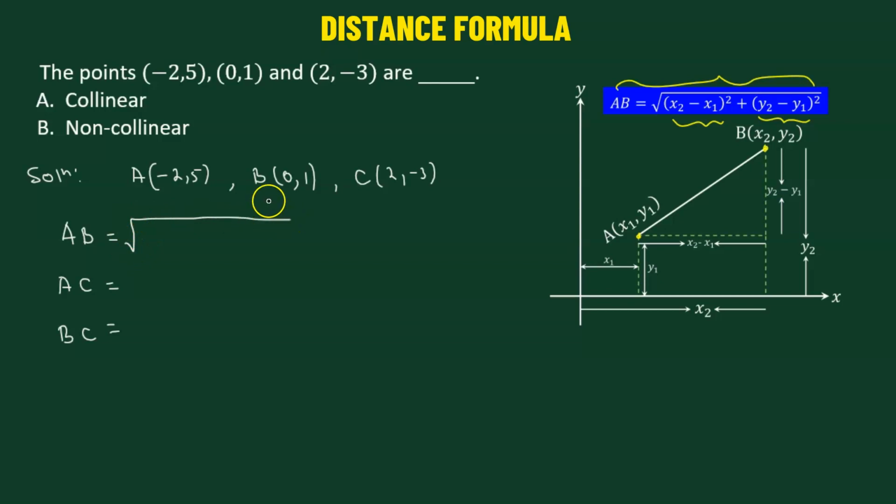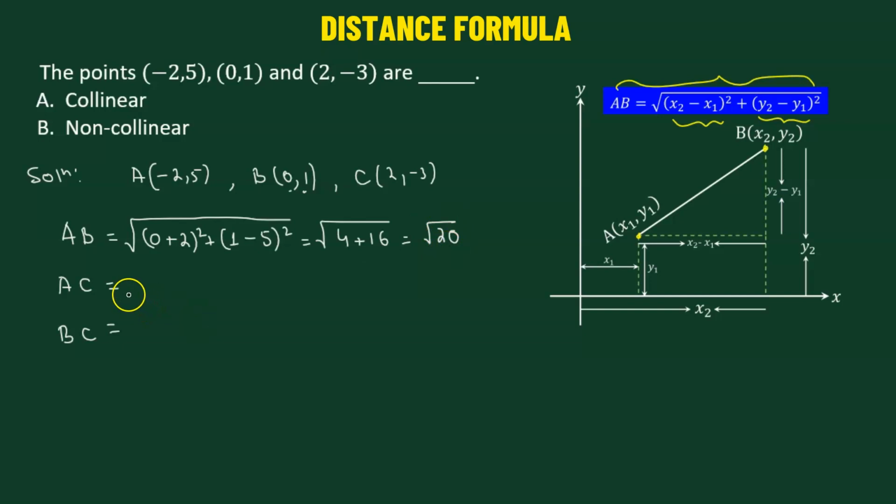Since we are doing AB, we'll start with the coordinates of B, and from there we subtract the coordinates of A. For B, the x coordinate is 0, so we take 0, and from it we subtract the x coordinate of A. So we have minus of -2, which makes it positive. So we have 0 plus 2 whole square, plus the difference of the y coordinates. We start with the y coordinate of B, that's 1, and from here we subtract the y coordinate of A, that's 5. So 1 minus 5 whole square. This equals the square root of 0 plus 2 whole square, that's 4, plus 1 minus 5, that's -4. -4 squared is 16. So we get the square root of 20.